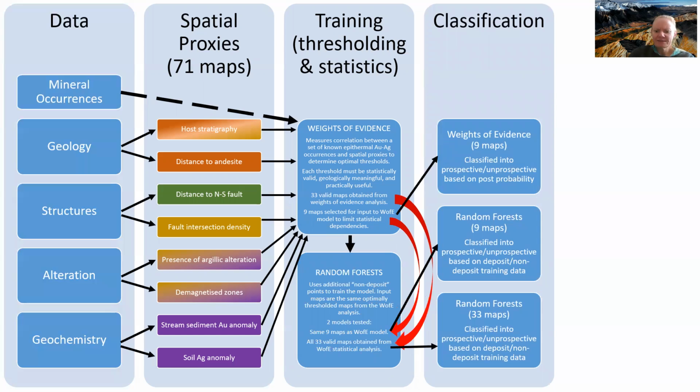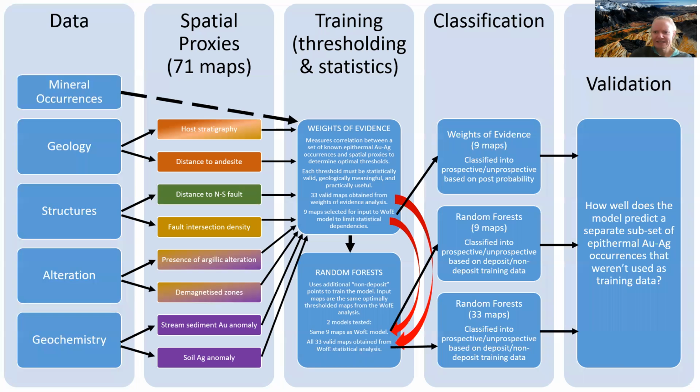And once the training has been undertaken for the different mineral potential mapping techniques, we then need to classify our outputs. So our weights of evidence map gets classified into a prospective and unprospective area based on its posterior probability value, which is its prospectivity based on the statistics. And then the random forests gets classified into prospective and unprospective area based on the deposit and non-deposit training data. And that's similar for both of the random forest models. It's just that the number of input maps varies for the 2 models.